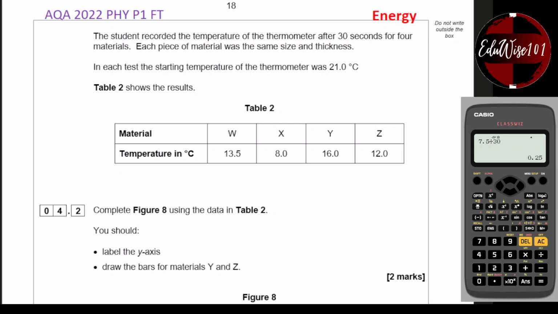Next question. The student recorded the temperature of the thermometer after 30 seconds for 4 materials. Each piece of material was the same size and thickness. Now, if they are maintaining the same size and thickness, they are controlling that. So that's a control variable. Now, they are recording the temperature for 4 different materials. You've got material W, X, Y, and Z.